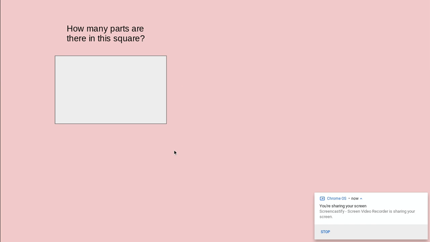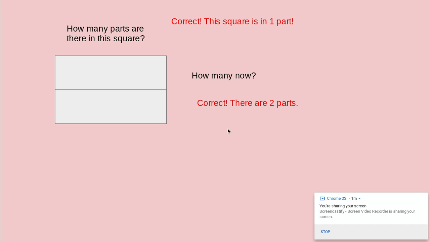All right, so how many parts are in this square? All right, we know as I look at it, that's just one part. It's one big square. But if I draw a line through it, how many different parts are there now? Right? We know that there's 2. We call each part a half or 2 halves. So 2 halves make this whole square.